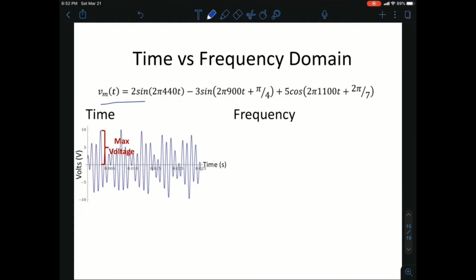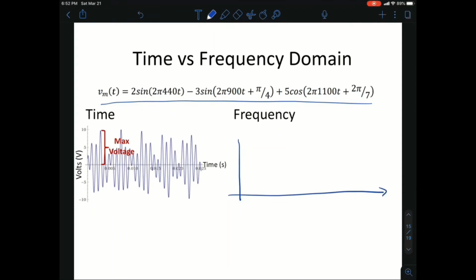Here we have that same signal, and we can plot it. And you see here we have the time domain, and it's got that max voltage when you start adding those composite signals together. This is kind of how it looks. It's still periodic in nature in that it repeats itself, but if we want to get a quicker glimpse at important information about that signal, we plot it in the frequency domain.